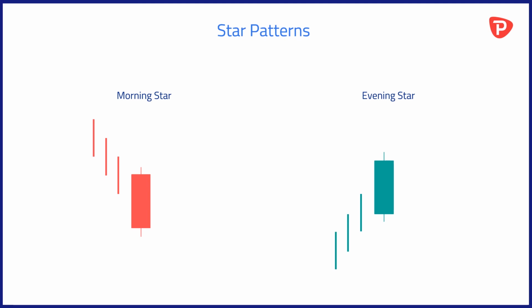Morning and evening star patterns are also reversal patterns, and are made up of 3 candles. Let's break down each of these patterns to find out what they are trying to tell us about the market movement. A morning star pattern is a bullish reversal pattern often found at the bottom of downtrends.